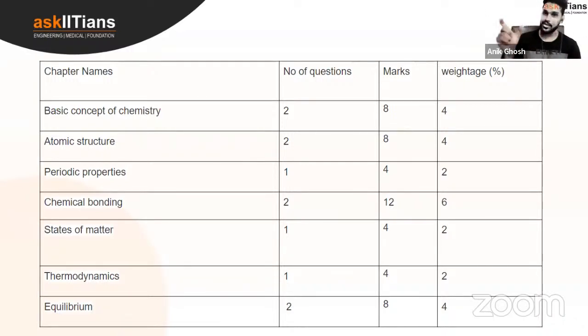They're giving you the salt concentration, and the base concentration or acid concentration. The pKa value is also given to you. Just put in Henderson's equation and find the answer. So this is the type of questions you're going to see from there.